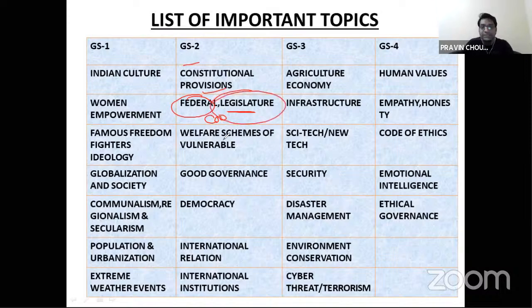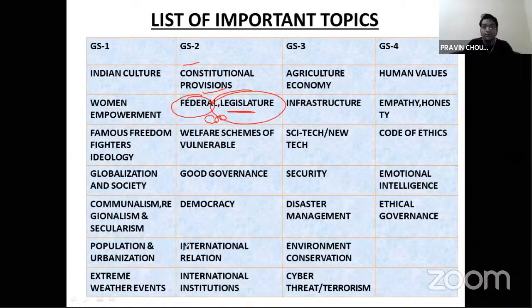Welfare schemes for sections of society, SC, women, children, small farmers, good governance, democracy, international institutions. Some I selected from paper 2.